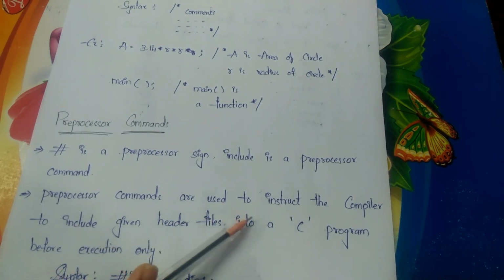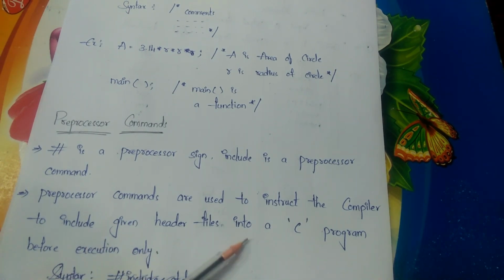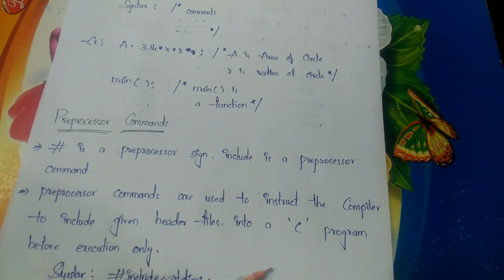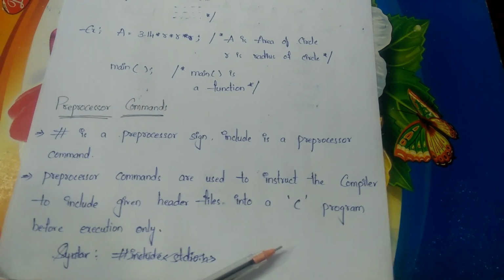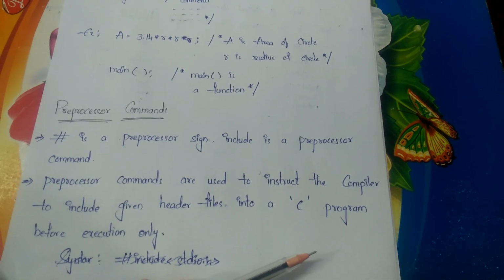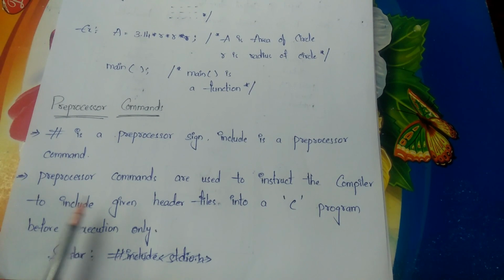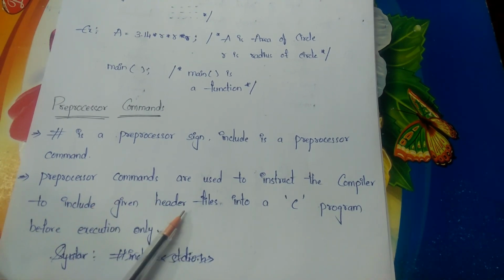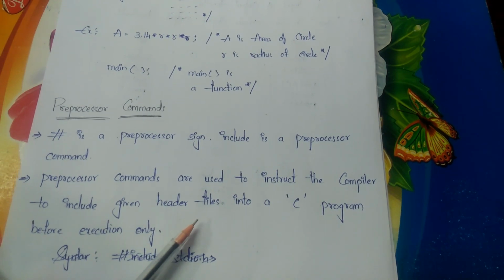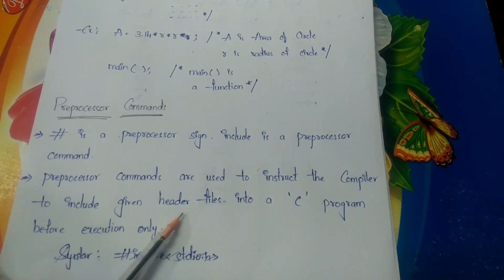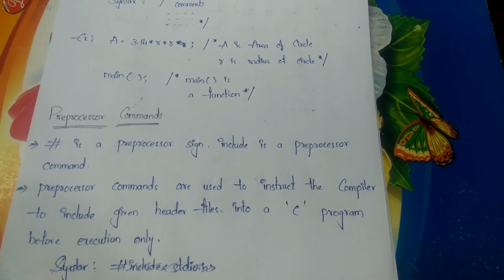Preprocessor commands are used to instruct the compiler to include the given header file into a C program. As I told you, hash include stdio.h, math.h. These are the predefined header files, and we are instructing the compiler to include them. That's why we use hash include followed by the header file like stdio.h, math.h and so on. Before execution only we have to include the header files. So this is about the preprocessor commands.